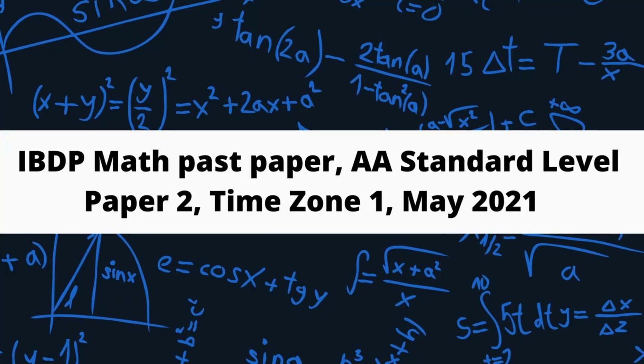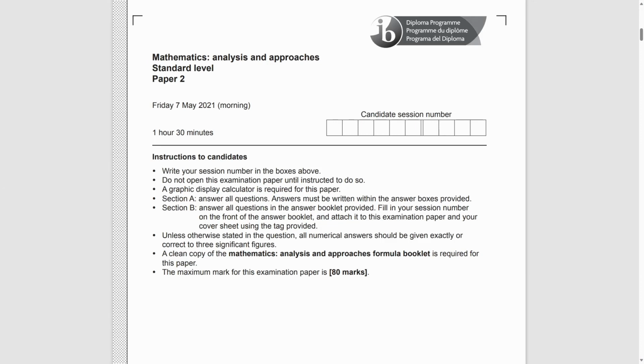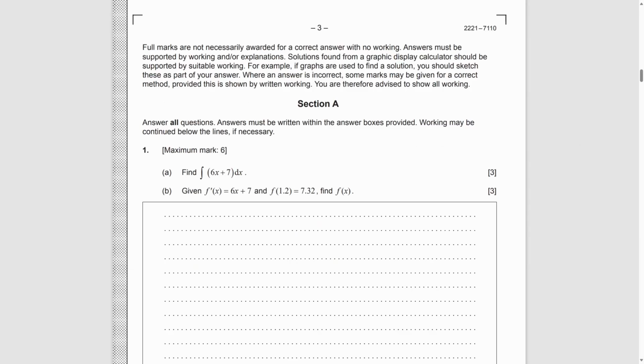In this video, we will talk about IB Math Past Paper, AA Standard Level, Paper 2, Time Zone 1, May 2021. Question 1, Part A. We want to integrate 6x plus 7.